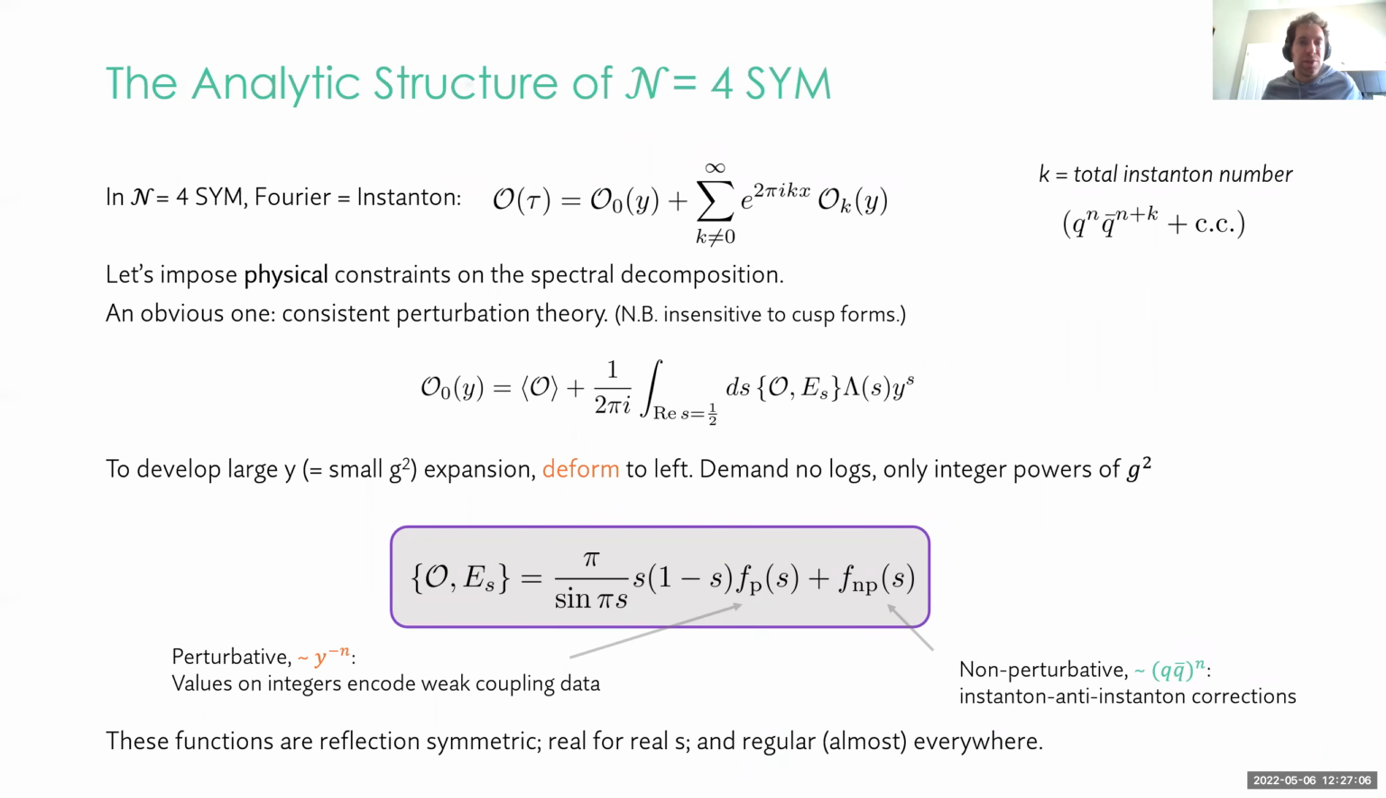Okay, so let's try to extract some consequences of this. In the N=4 context, the Fourier decomposition is the decomposition in total instanton number. So I've written it like so, where k, the mode number, counts the number of instantons minus the number of anti-instantons. And so we can ask, what is the structure of the instanton expansion in N=4 that's implied by this decomposition? The first thing we should do is impose the physical constraints on the problem and ask what they imply about these overlaps.